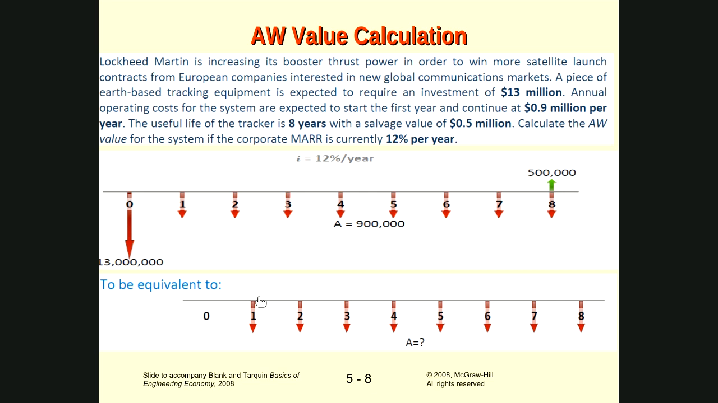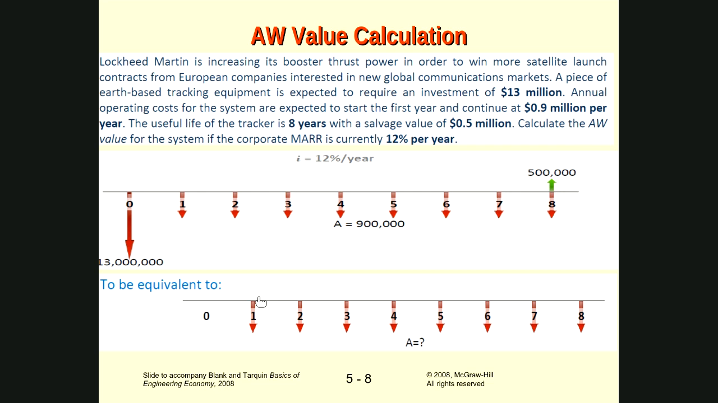Okay. This is a question that says Lockheed Martin is increasing its booster thrust power in order to win more satellite launch contracts from European companies interested in the new global communication market. Usually these types of statements are just to give you an introduction about the problem, so don't let them take from your time. Try to focus on when the numbers start and try to know the inference of each number. What does it mean?